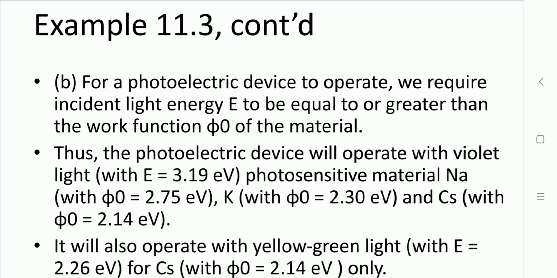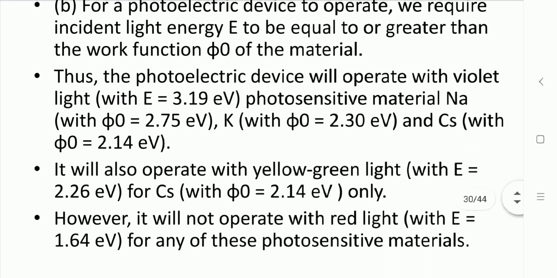Now for the yellowish green light, having energy 2.26 electron volt, focus on the table and choose the metal whose work function is less than 2.26 electron volt. Cs is the only metal having a work function less than 2.26 electron volt, which is 2.14 electron volt. Now, if we want to operate with the red light having energy 1.64 electron volt, no material in that table has a work function less than this. So no metal from that table will operate with red light.